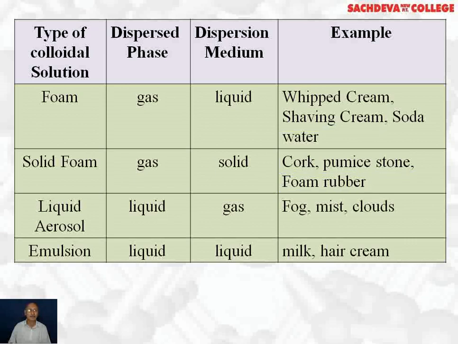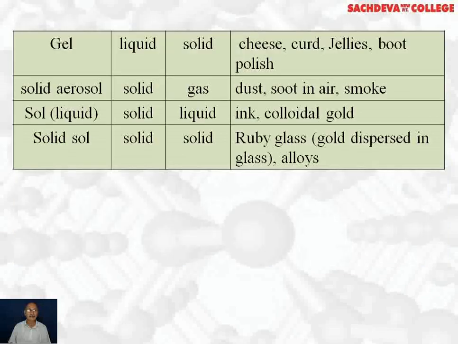Next type of colloidal solution we are taking is liquid aerosols. Here liquid is the dispersed phase and gas is the dispersion medium. Examples are fog, mist, clouds. Emulsion. Liquids are dispersed in liquid. Examples are milk, hair cream. Next, solid aerosols. Solid is dispersed in gas. Examples are dust, soot in air, and smoke. Gel. Liquid is dispersed in solid. Examples are cheese, curd, jellies, boot polish.